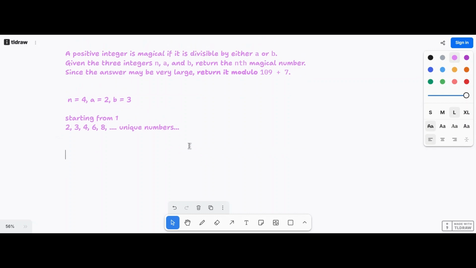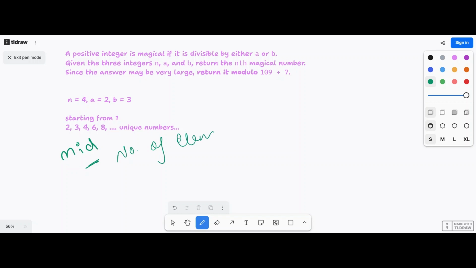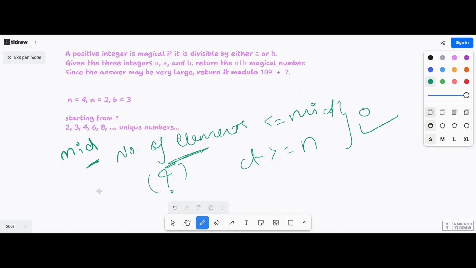So now what we will do? Again, the same logic, the same everything. We'll go for mid. We will find the number of elements less than or equal to mid, and that count should be greater than or equal to n. This is fixed. But now again, the question arises where? In the is possible function. That is the greedy approach. That is brute force. That is the logical type of function which you have to make.